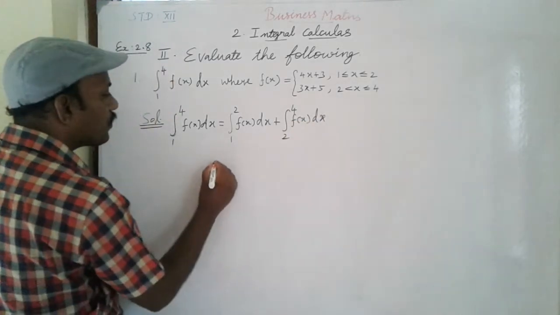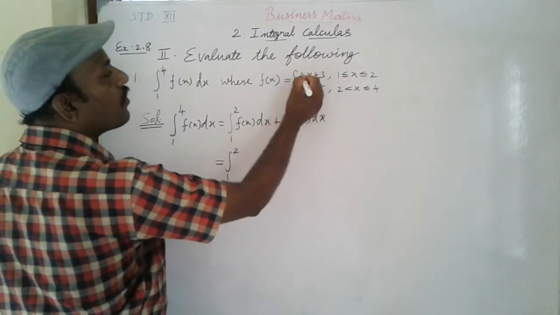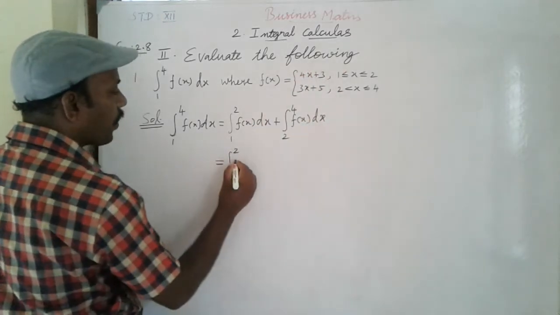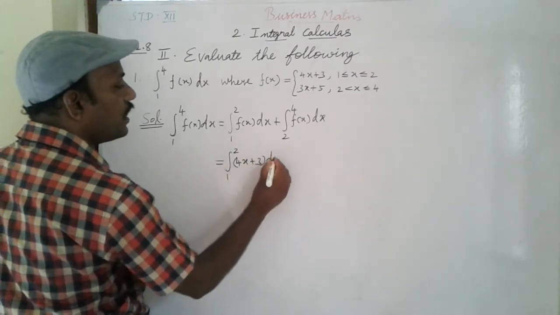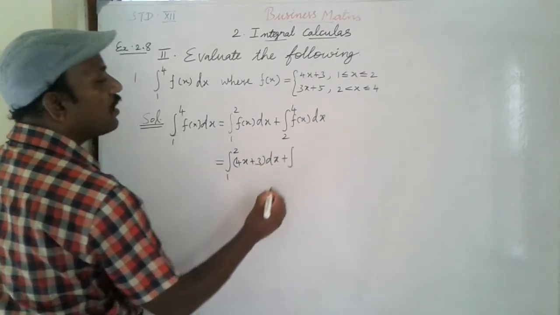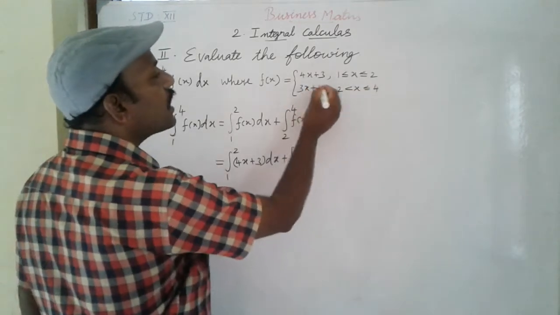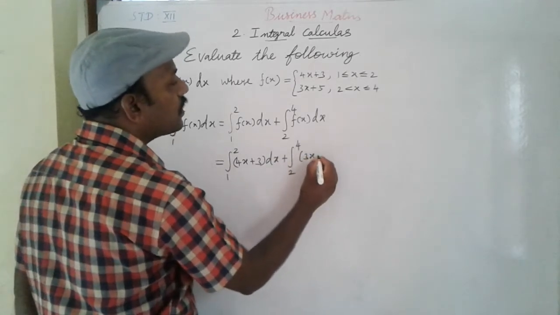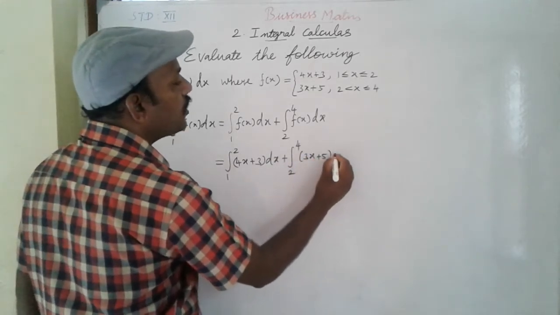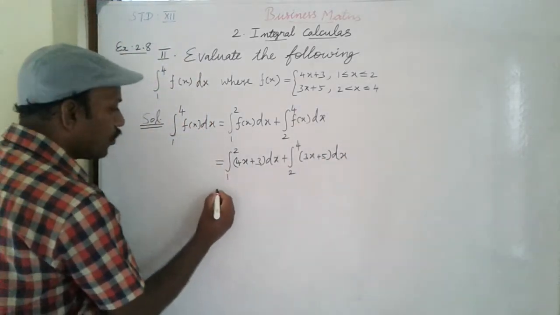Now we should substitute the interval 1 to 2 limit. Then what is f of x? 4x plus 3, 4x plus 3 into dx, plus integral 2 to 4 is the limit. 2 to 4, then 3x plus 5 is f of x, 3x plus 5 into dx. Now integrate this value.